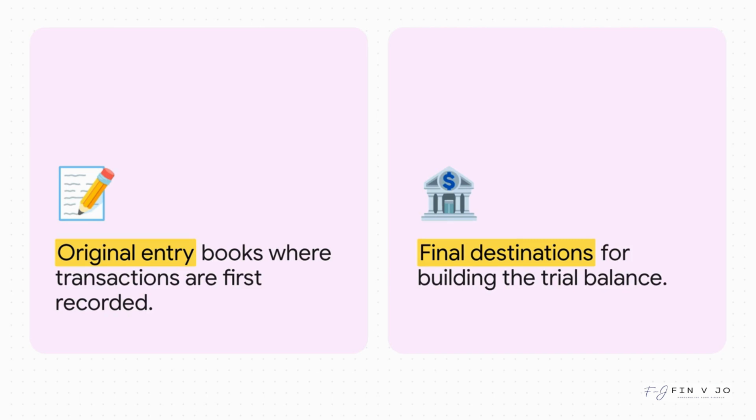Then, over on the right, we have the principal books, like your ledger or cash book. These are the finish line. They take all that raw, perfectly categorized data from the subsidiary books and act as the final destination, which we then use to build our trial balance and financial statements.